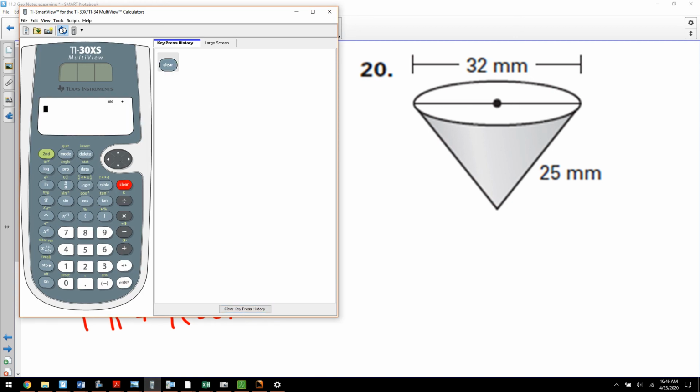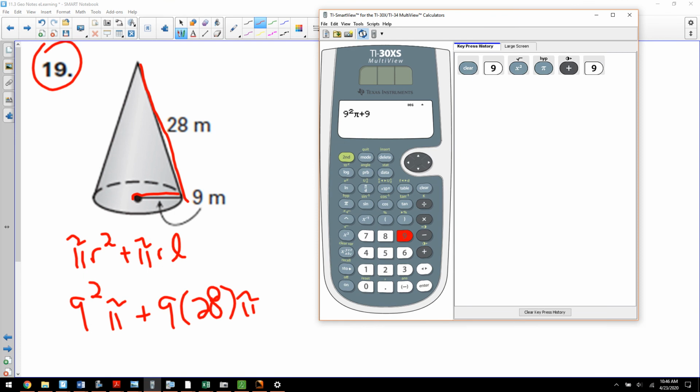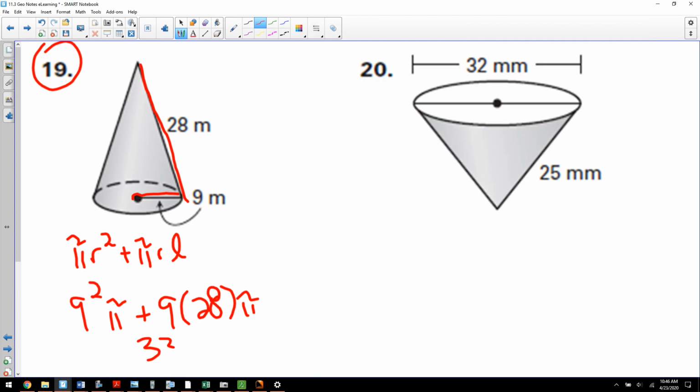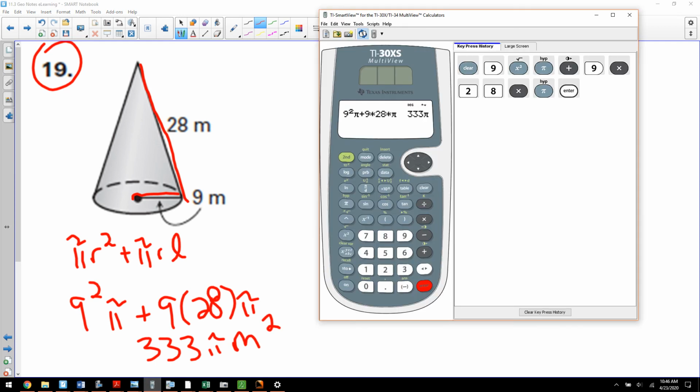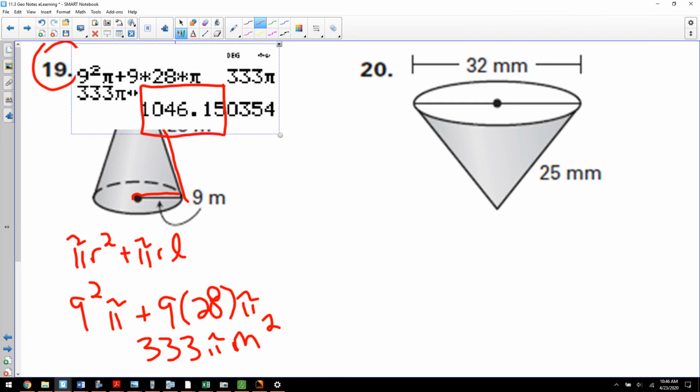Clear this up some here. So it's 9 squared, put a pi next to it, plus 9 times 28 times pi. And it'll give us an answer in terms of pi. In this case, it was 333 pi meters squared. Now, if you don't have the multi-view calculator, you're using the one on the Chromebook, you get a decimal of 1046.15. Again, we're always going to round these out to 2 decimal places, so this would have been my solution here with my units.